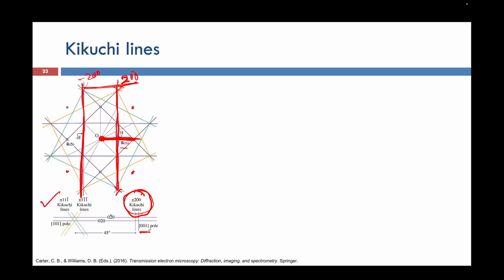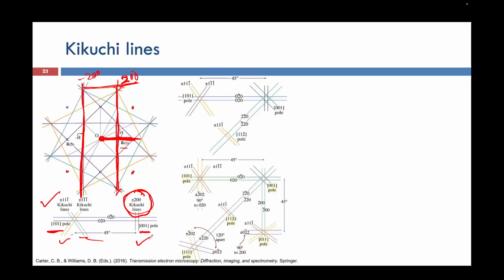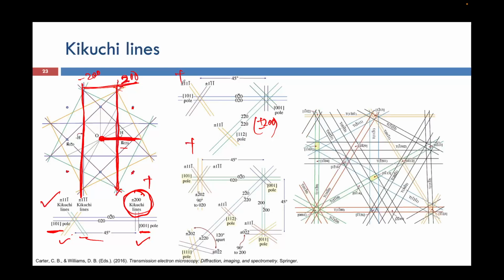Similarly, we know that between the 001 and 101 poles, that means this direction, there will be an angle of 45 degrees. So I'll rotate my crystal in such a way that the angle between these two will be 45 degrees. Like that I'll keep one Kikuchi line constant. Let's say this is plus or minus 200, this is constant, and slowly after rotation I'll be adding. So this is one addition, this is another addition, this is another addition. Finally, when I rotate my crystal and add based on the angular information between different directions, I'll be getting a Kikuchi pattern like this.